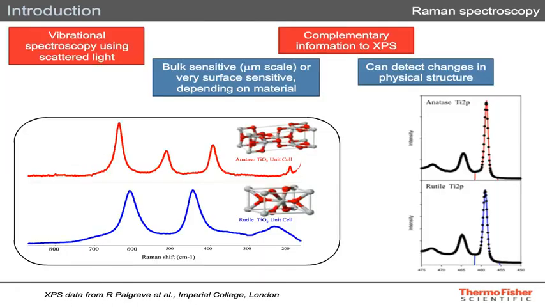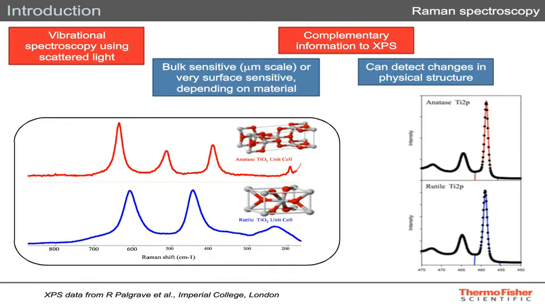With XPS, we have photons going into the sample and photoelectrons coming out. With Raman spectroscopy, it is photons in and photons out, and we are primarily measuring transitions between different vibrational states of molecules in the sample. Raman analysis is complementary to XPS.